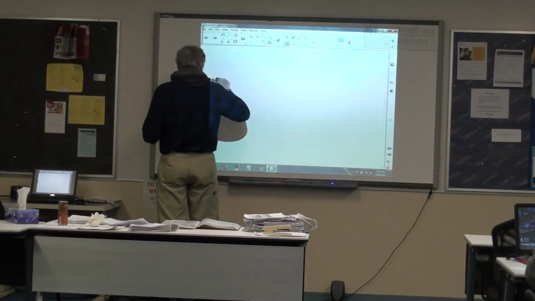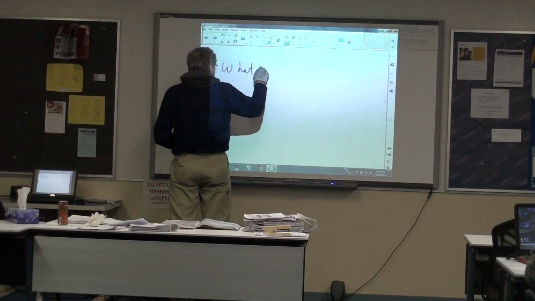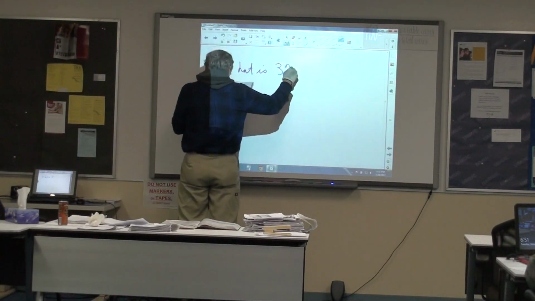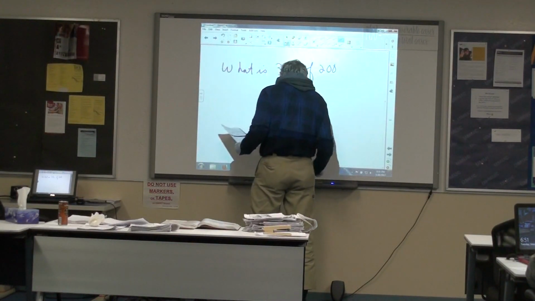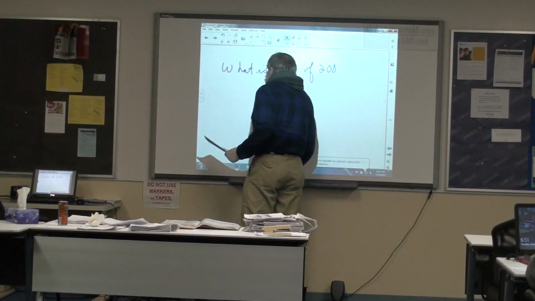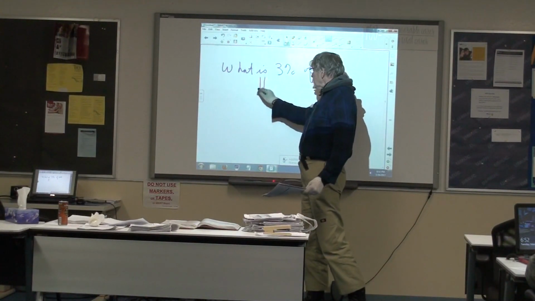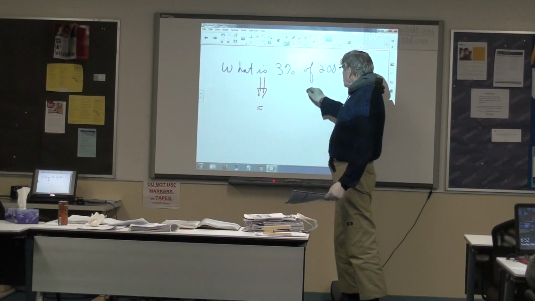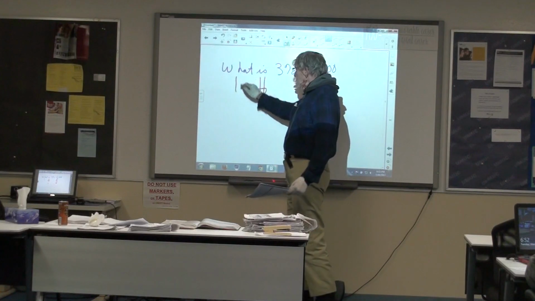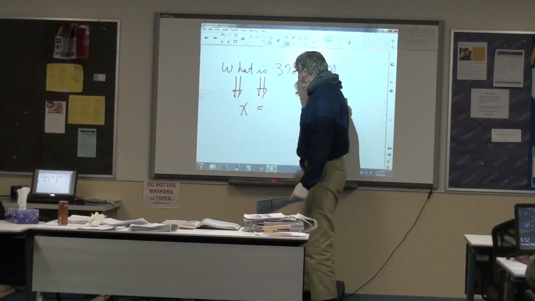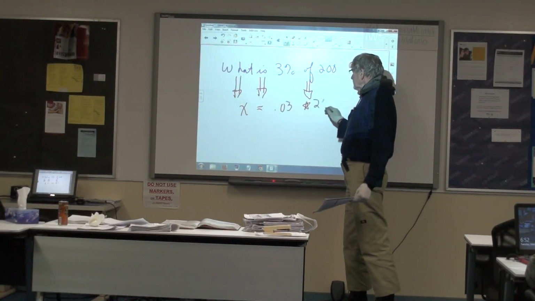Okay, now I'm going to show you a couple of tricks. What is 3% of 200? This is a word problem, and I'm going to change it into an algebraic expression with 3 tricks. The word is always becomes an equal sign. The word of always becomes a times sign. The word what always becomes the x. So x equals 0.03 times 200.